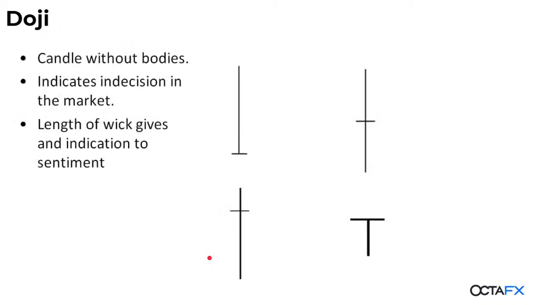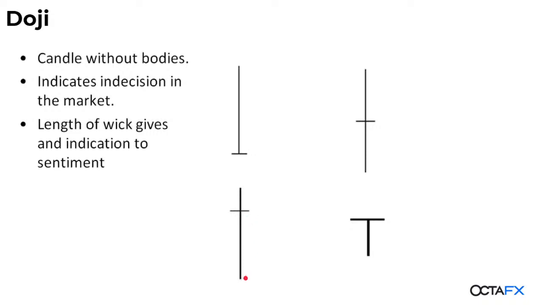All right. Dojis are the next one. These are candles without bodies. It basically means that the market is indecisive in terms of where the direction is going to be. The buyers and the sellers have equal strength, but the wick, or the tail end of it, gives you away. The longer it is to the upside, it means there's a lot more selling pressure. If it's long to the downside, it means there are a lot of people buying to push price up.